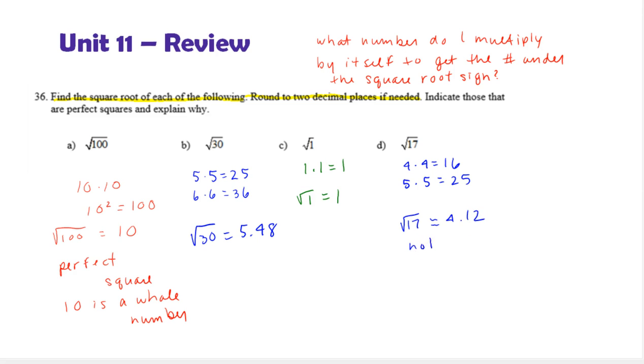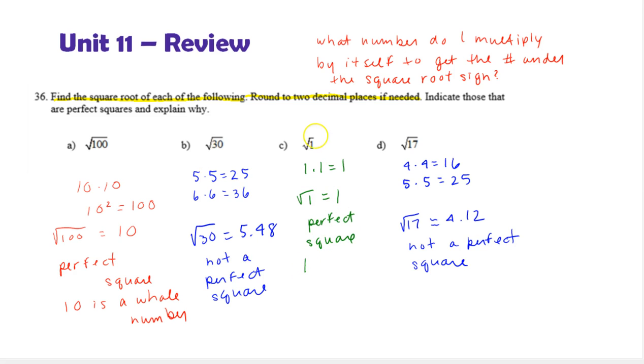Okay, so this was not a perfect square. Nor was this. And we saw that 1 is a perfect square. And because our result 1, not the original 1, our result 1 is a whole number.